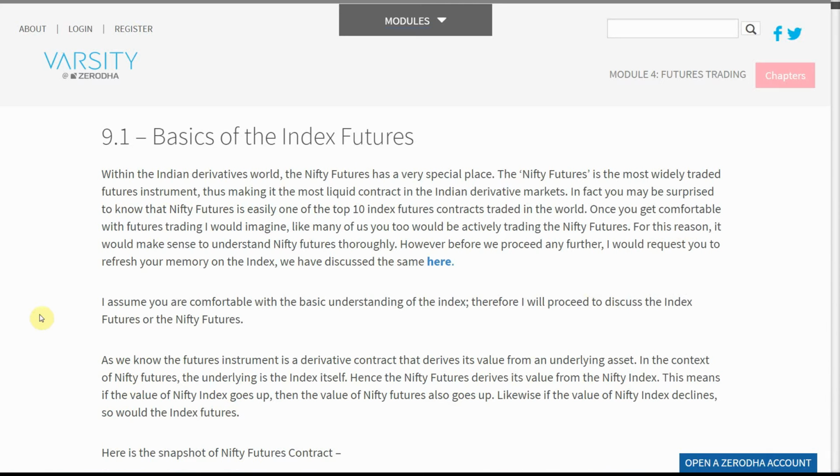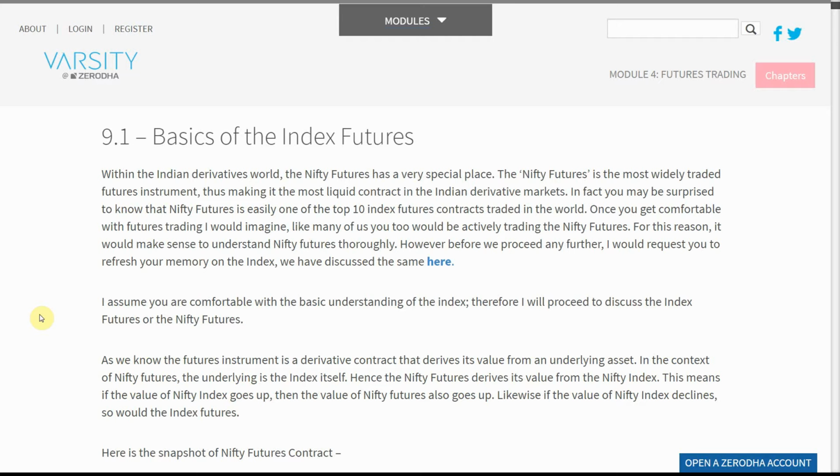Once you get comfortable with futures trading, I would imagine, like many of us, you too would be actively trading the Nifty Futures. For this reason, it would make sense to understand Nifty Futures thoroughly. However, before we proceed any further, I would request you to refresh your memory on the index. We have discussed the same here. I assume you are comfortable with the basic understanding of the index. Therefore, I will proceed to discuss the index futures or the Nifty Futures.